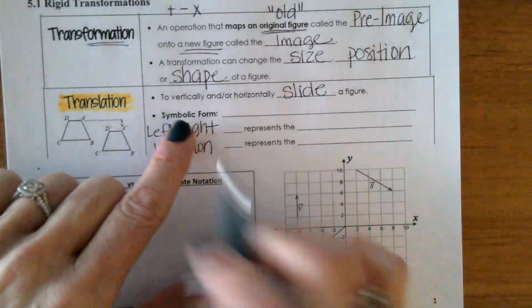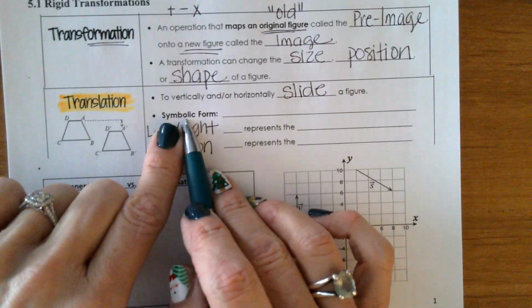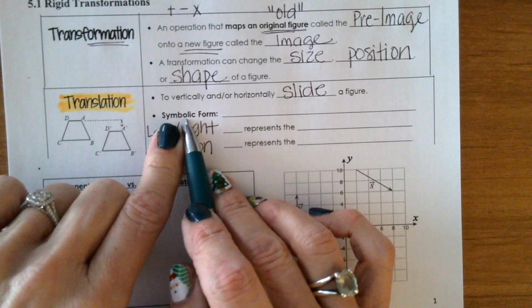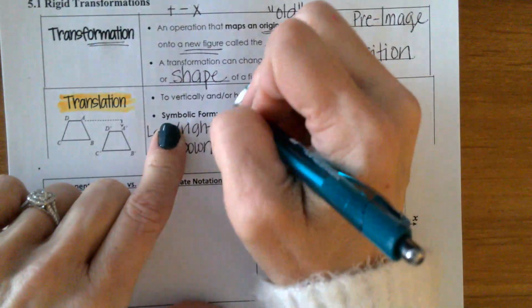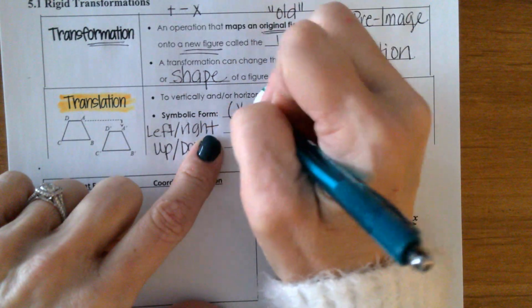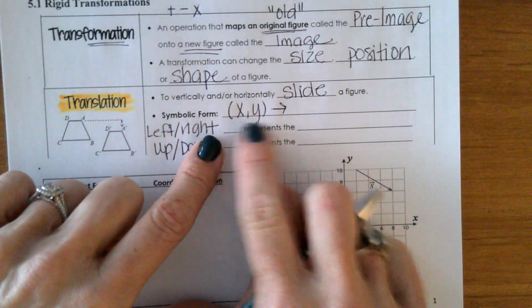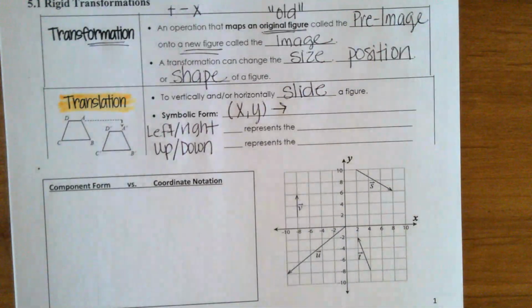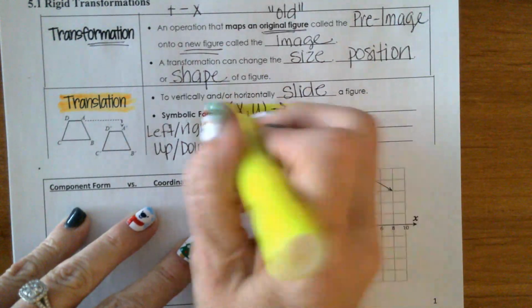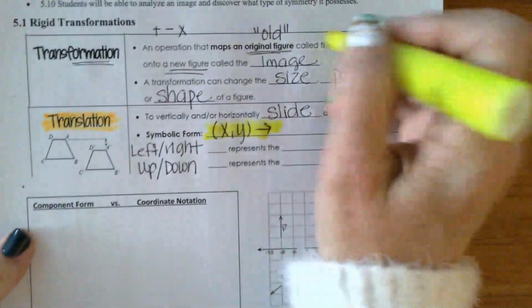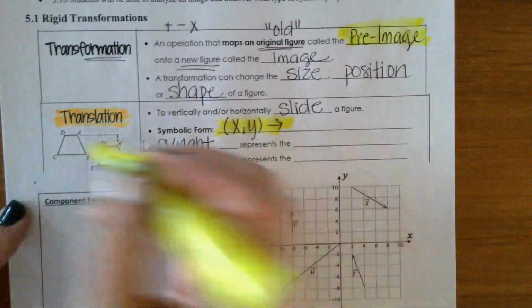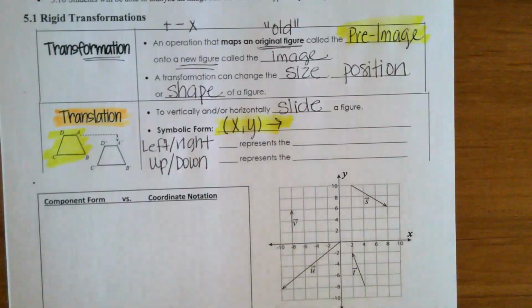All right, so symbolically, that means algebra. That means numbers and letters, like an equation. You're going to write this down on your paper for every single one. This right here represents your pre-image, the original. That piece right there.